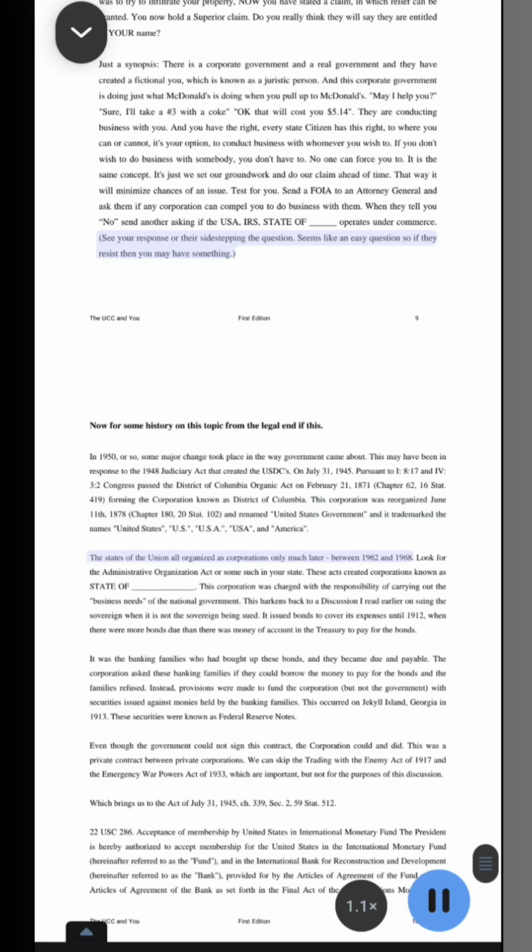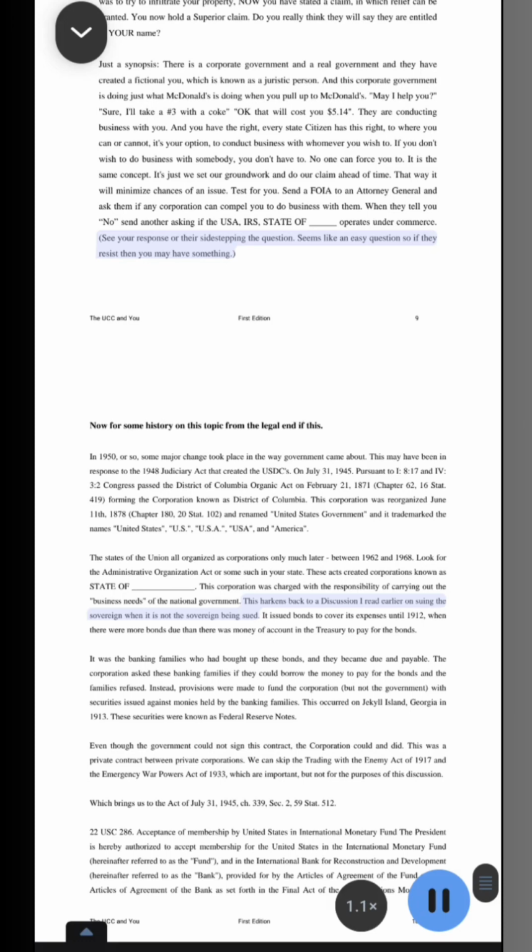The states of the Union all organized as corporations only much later, between 1962 and 1968. Look for the Administrative Organization Act or some such in your state. These acts created corporations known as state of blank. This corporation was charged with the responsibility of carrying out the business needs of the national government.